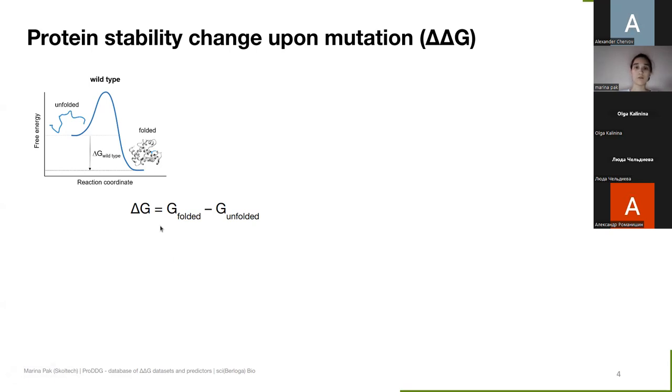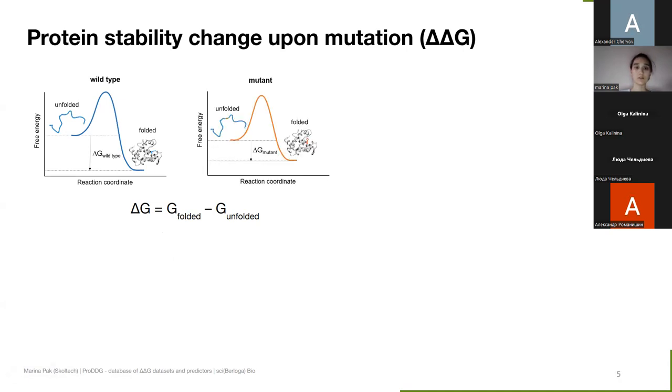In the context of mutations, we can similarly define the stability of the mutated protein. After we introduce a mutation, it will again be the difference between the folded and the unfolded state of the mutant. And if we want to define how the stability changed after the mutation was introduced, we calculate the change in the stability. That is, by definition, we subtract the stability of the wild type from the mutant, and that's why it's delta-delta-G.